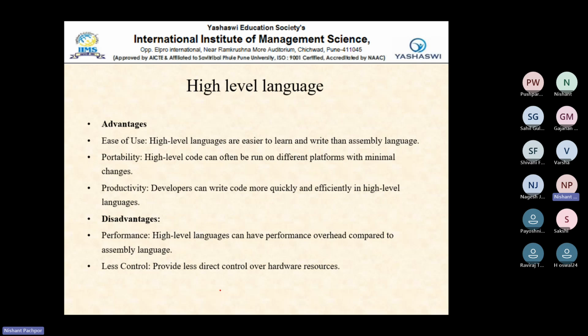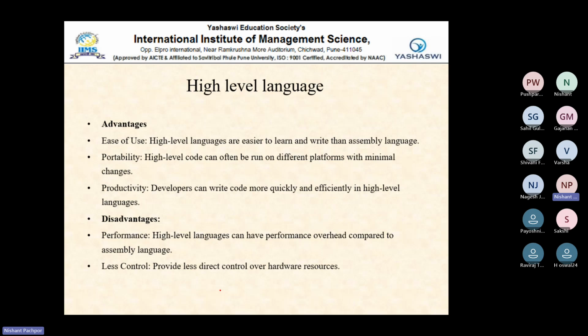Portability: when you write your code in one location, it can run on a different platform also. That is possible in the Java programming language. You can write the code on one of the systems. If you have written the code on a Windows platform, you can run the same code on a Linux platform or a Unix platform.